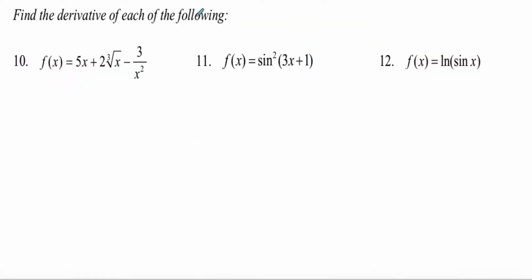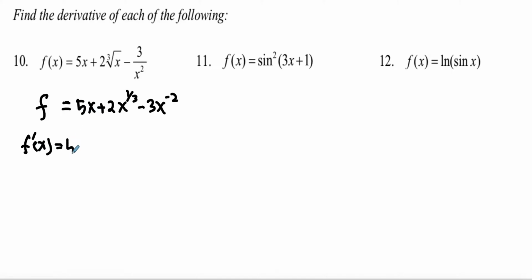Number 10. In this case, they want us to find the derivative of each of the following. So the first one, before we do that, it will be much easier if you convert everything into numerical exponents. So here we get 5x plus 2 times x to the 1/3 power, that's what cube root is, minus 3 x to the negative 2 power because x squared was in the denominator. But that's still equal to f of x. But what is f prime of x? Derivative.